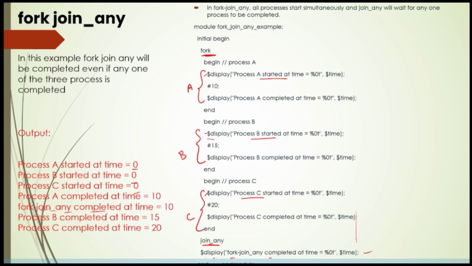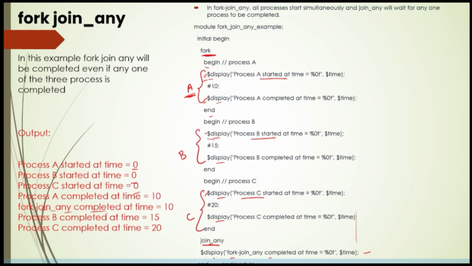No, that is not the case, because I have already told you at least one thread or at least one process should complete. So if you see here, these two statements combine to become a process, because within begin and end there are two statements, not one statement. You should keep that in mind. So process A consists of two display functions. Here the same thing, process B consists of two displays. Process C consists of two displays. So until at least one of these processes has completed both its displays, the simulator won't get out of the fork join any block.